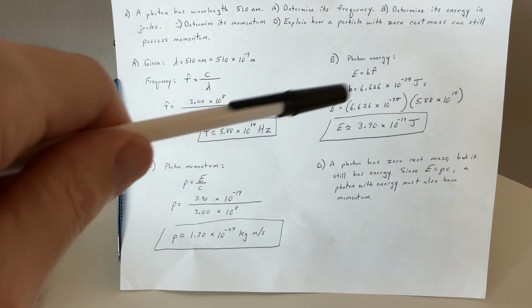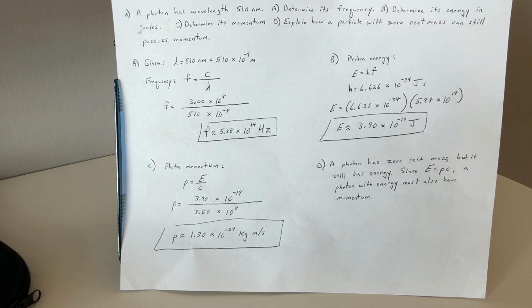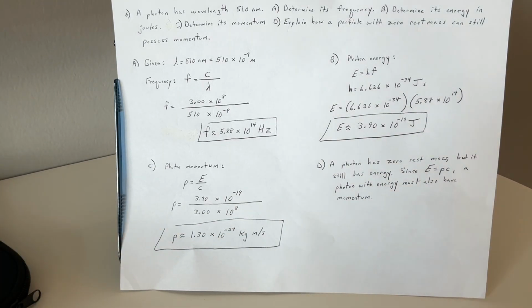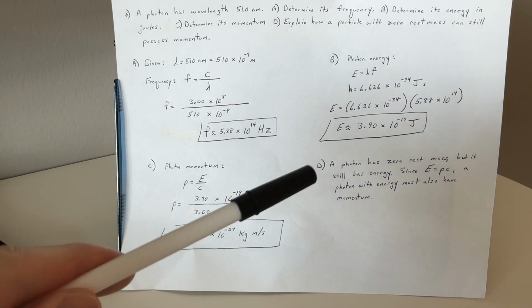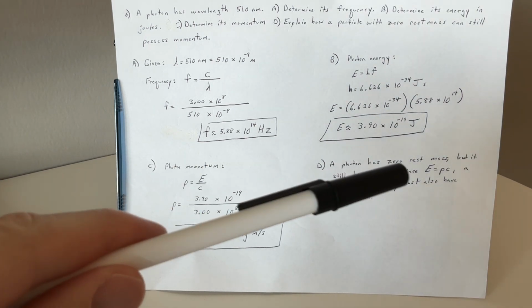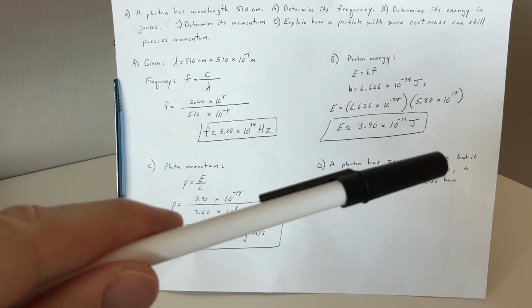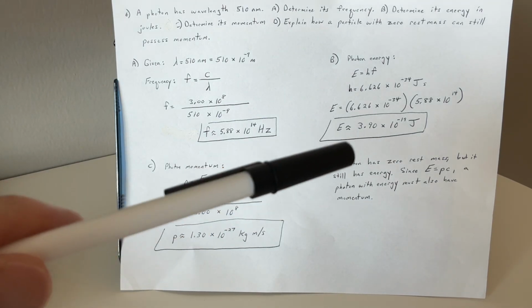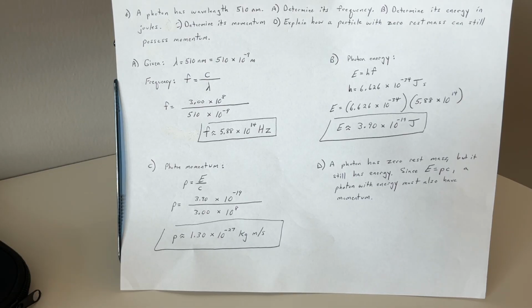Kilogram meters per second. So part D, explain how a particle with zero rest mass can still possess momentum. Well, a photon has zero rest mass, but it still has energy. Since E equals pc, a photon with energy must also have momentum. So that's the answer to letter D.